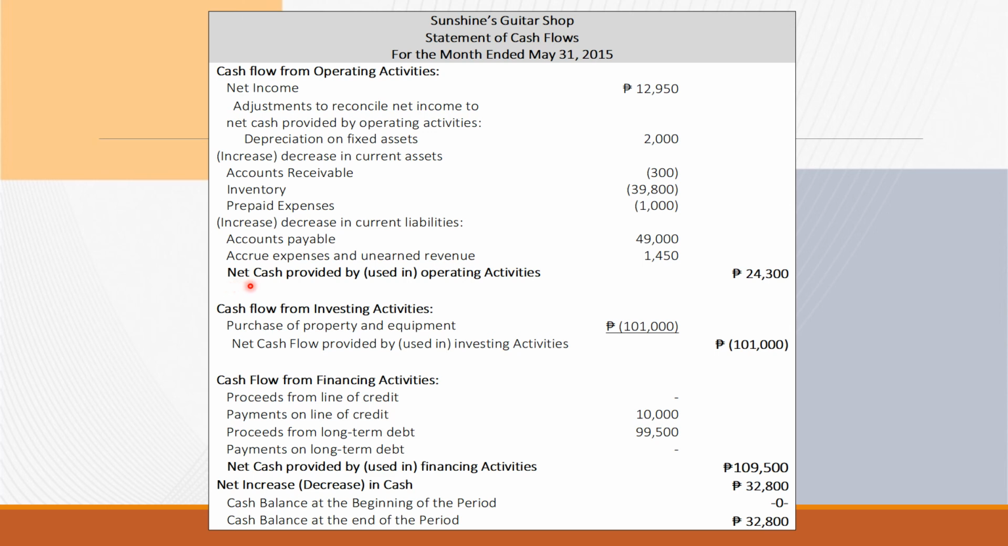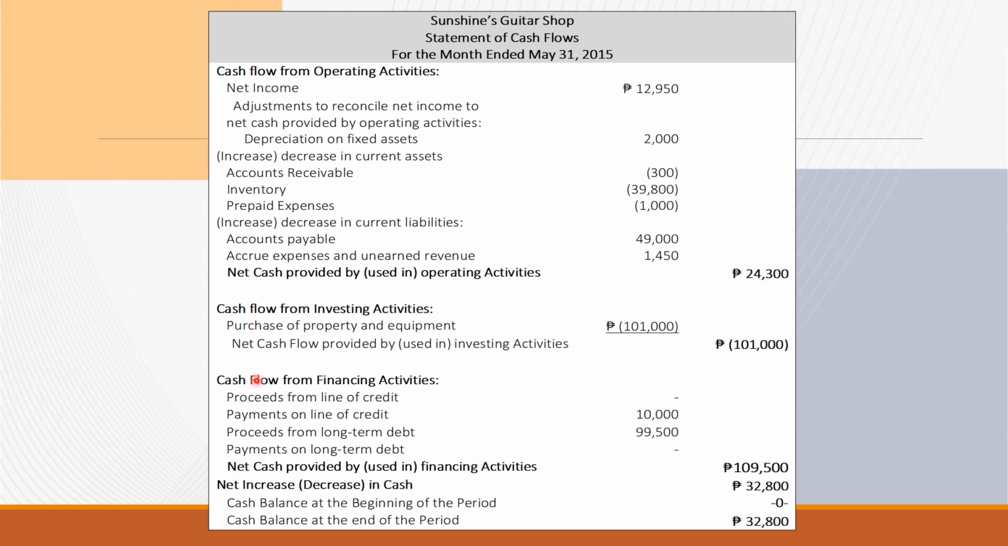Then determine the net cash provided by or used in operating activities. So we have here 24,300. Followed by the net cash flow provided by or used in investing activities. So you will follow here the same pattern. Purchase of property and equipment is negative because it's a purchase. It will decrease the cash.